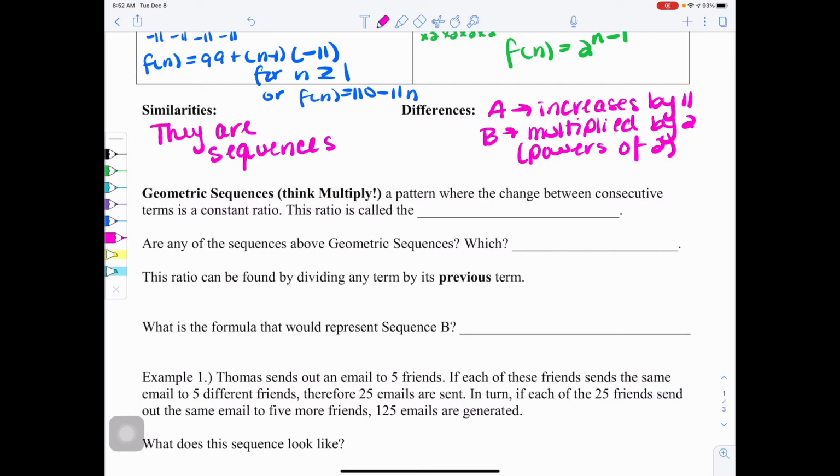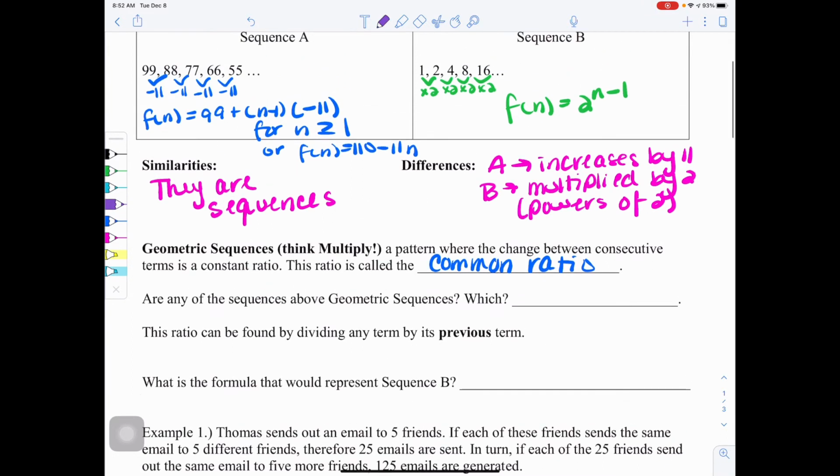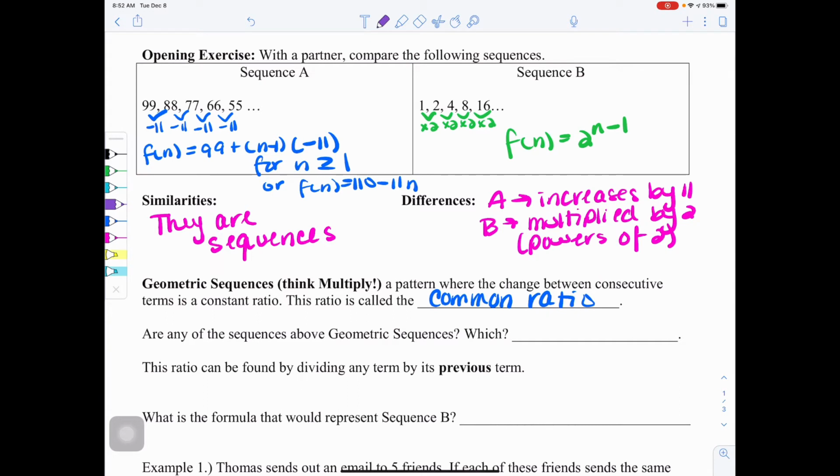So today we're going to talk about geometric sequences, and I want you to think multiply. A pattern where the change between consecutive terms is a constant ratio. That ratio is called a common ratio. So very similar to arithmetic where it's a plus, you're going to think add and it's a common difference. Here, geometric, we're going to think multiply, it's a common ratio. Are any of the sequences above geometric sequences? So if we take a look up above, do we have a multiply pattern going on anywhere? Yes, we do. It is sequence B.